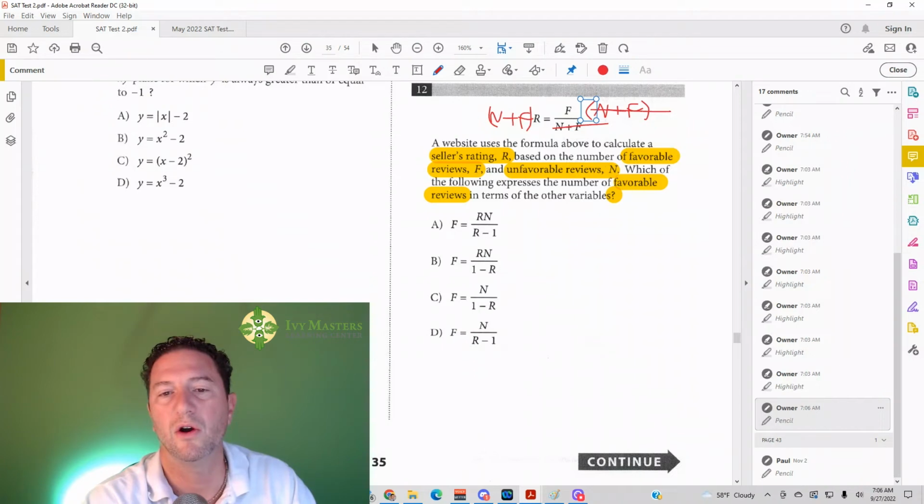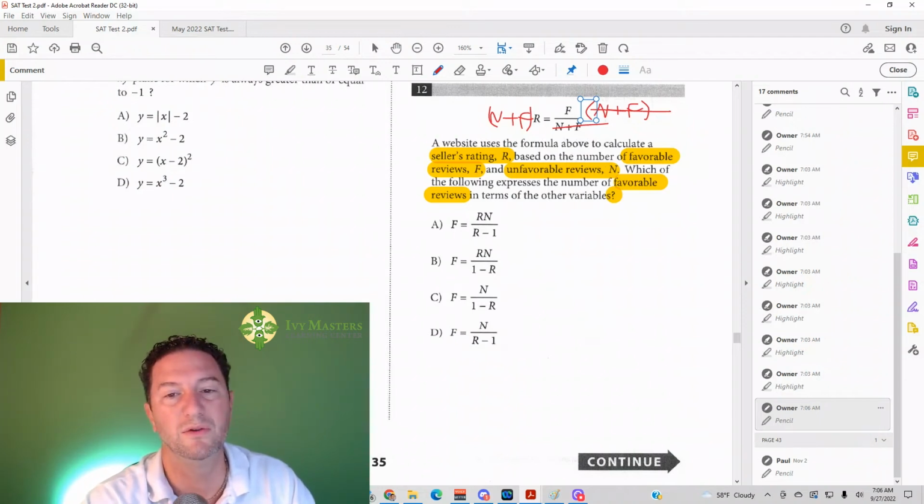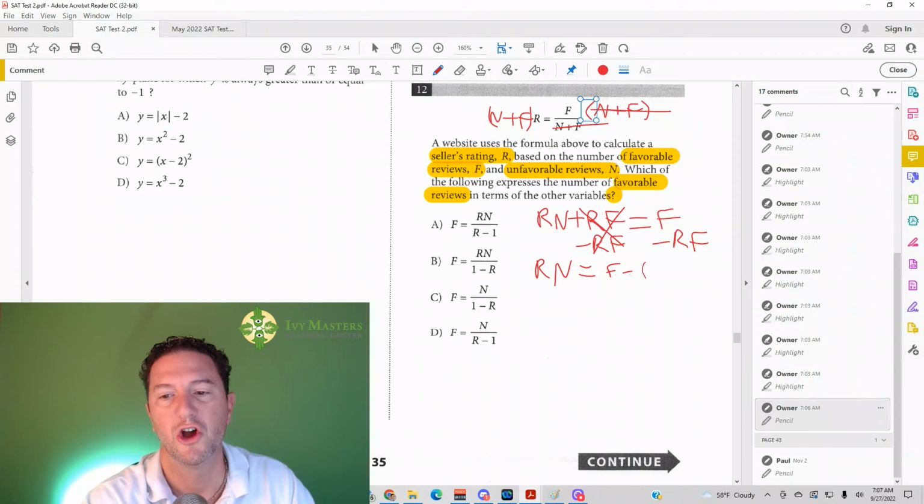And now I've got R times the quantity N plus F on the left equals F on the right. And now it might seem like, hey, I've got to get the F alone, and if I distribute, I'm adding on to the F, I'm not getting the F alone. But that's really what you need to do here. If I distribute that R, then I get Rn plus Rf equals F. Keeping in mind I still got to get the F alone, so I could subtract Rf from both sides. It cancels here. I've got Rn equals F minus Rf.